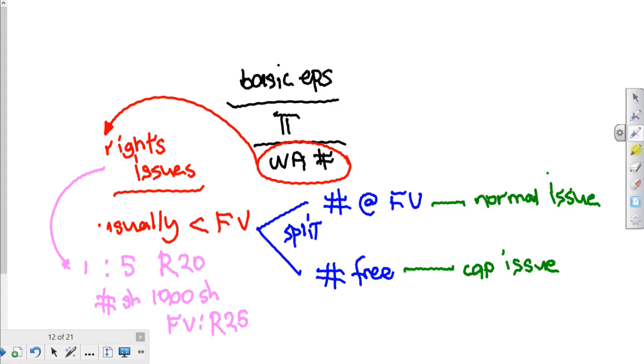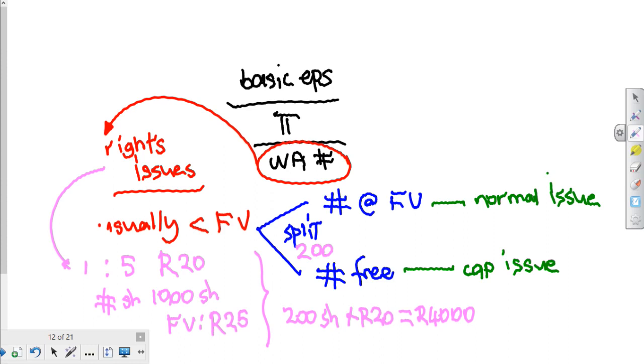Right, so the first thing is to work out how many am I doing. There were 1,000. I'm doing one for every 5. I divide by 5. It's 200. Do you agree? Now, the 200, I have to split it. How much is at fair value and how much is free? Now, this 200, the shareholders are going to pay me 20 Rand a share. 4,000 Rand. Yeah? Agree with that? So 1 for every 5 is 200. At 20 Rand a share, I'm going to get 4,000 Rand.